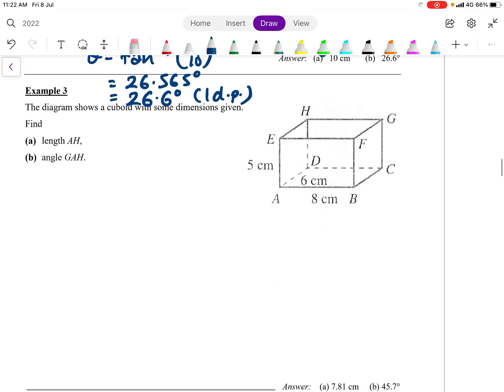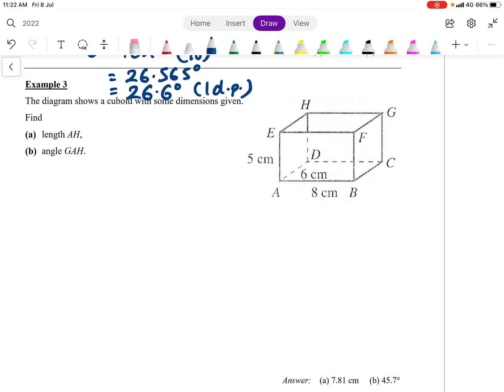Next question. The diagram shows a cuboid with some dimensions given. Look carefully at the dimensions, because sometimes it may be a bit tricky. Where is the 6 cm? Where is the 8 cm? If you misread the question, the whole thing will be wrong. Now I want to find length AH. Okay, pause the video, try on your own. If you're stuck, then watch the video.